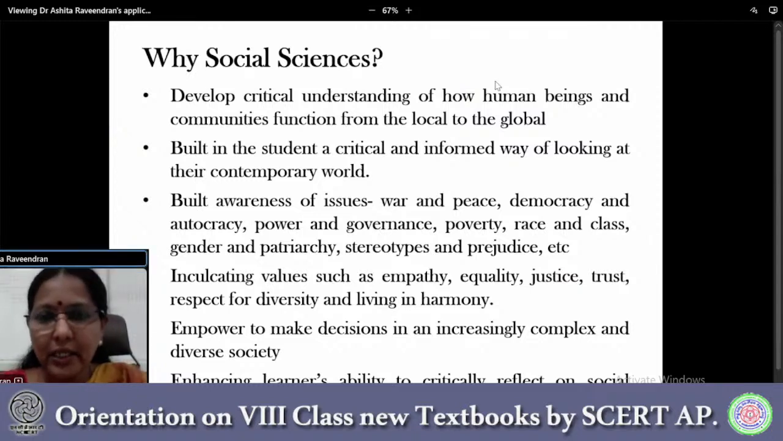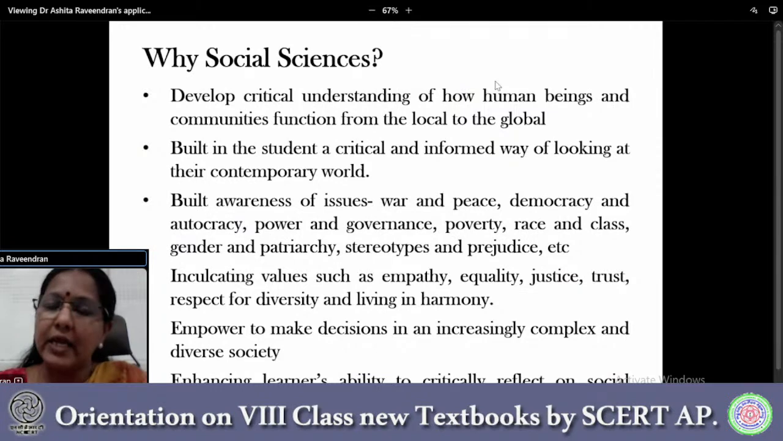If one child is sitting in his room, studying and mugging up all these things, and he is not aware of what society is, how to behave in society, and how society behaves towards you, they won't be able to achieve anything in this life. So they have to have a critical and informed understanding about the contemporary world.